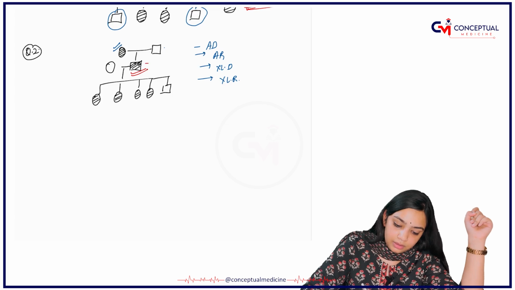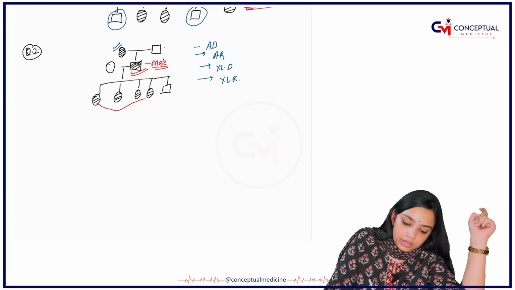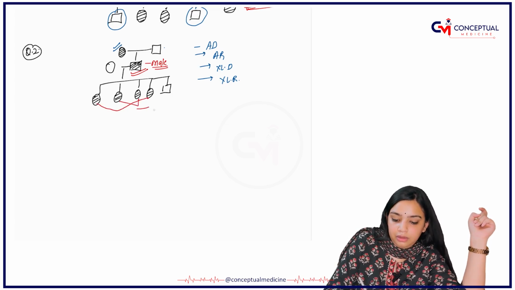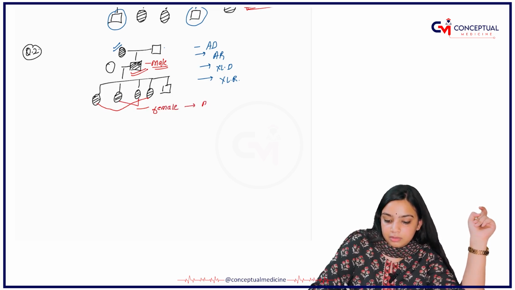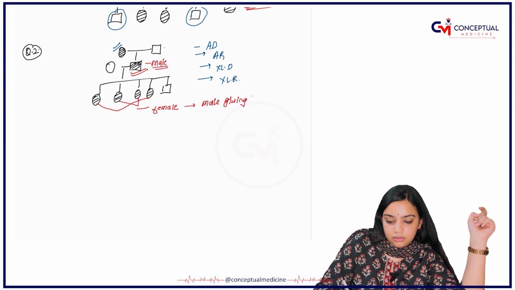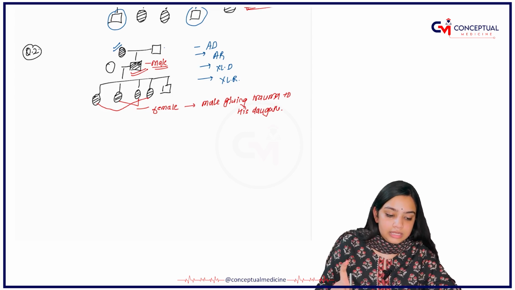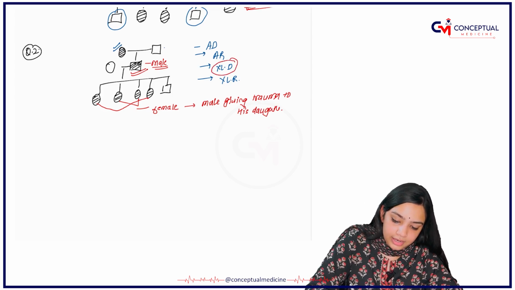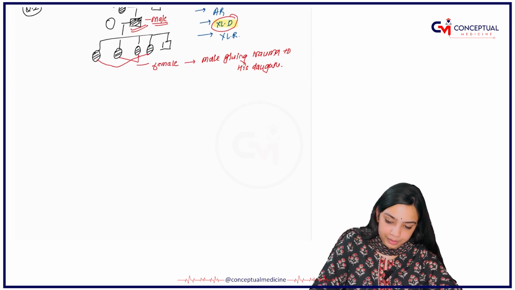From here you are able to see the male is affected and the male is transmitting the disease to all the females. Male is giving trauma to his daughter. Male is giving trauma to his daughter. This means this is a case of X-linked dominant.